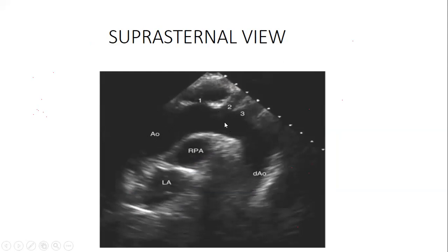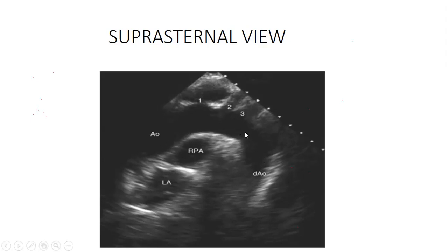Once it curves like this, it gives off these branches. The first branch is the brachiocephalic. Actually, the brachiocephalic is here. The second one is here, and the third is here. There are 3 branches that come out. It comes nicely. This is a normal one. And then it becomes the descending aorta.